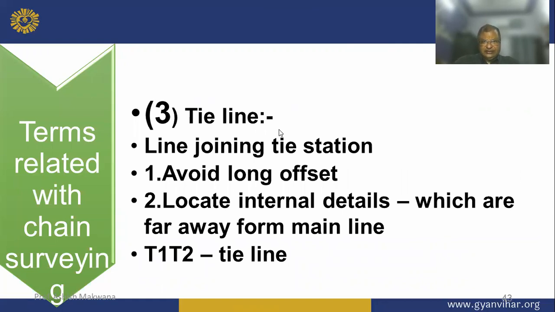And third, the tie line. It is the line joining a subsidiary station, running along an offset, to locate internal detail which is far away from the main survey line, T1, T2. So this is the tie line.